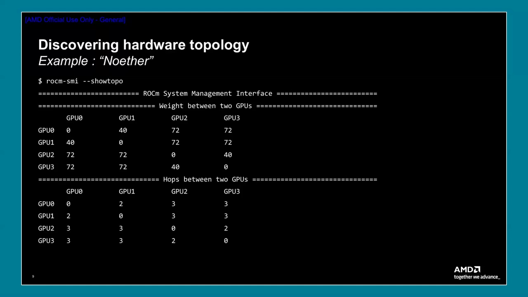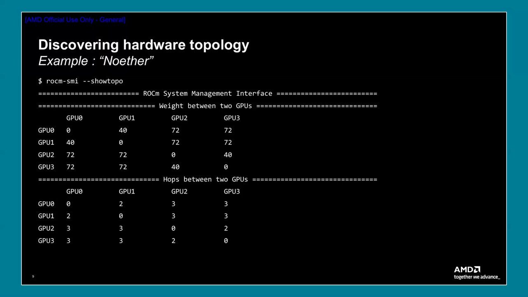There's not really a physical meaning for the actual values here, but what you can expect is that the higher that value is, the more hops are needed to go from point A to point B. Of course, you can see the correlation between the weights and the hops in these two sections here.